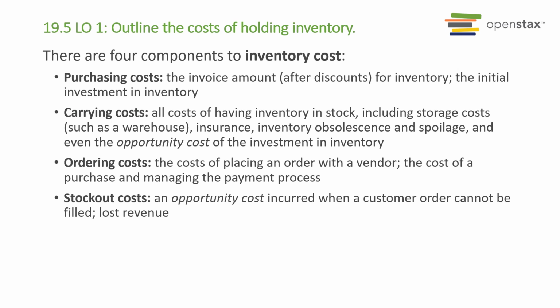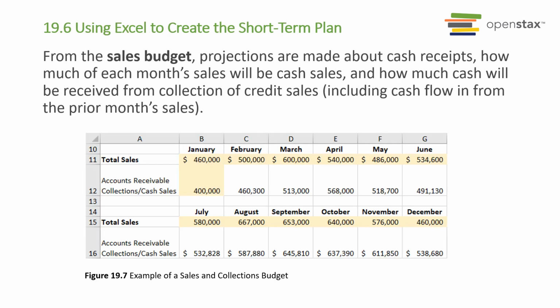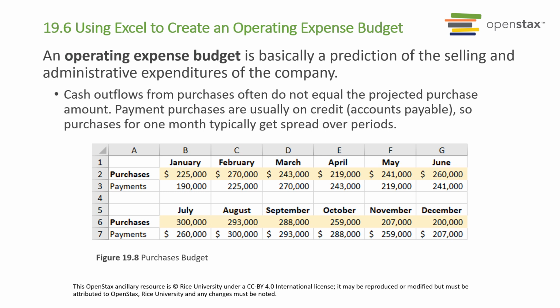It's lost revenue. From the sales budget, projections are made about cash receipts: how much each month's sales will be cash sales, and how much cash will be received from the collection of credit sales, including cash flow from the prior month's sales. An operating expense budget is basically a prediction of the selling and administrative expenditures of the company. Cash outflows from purchases often do not equal the projected purchase amount. Purchases are usually on credit or accounts payable, so purchases from one month typically get spread over periods.